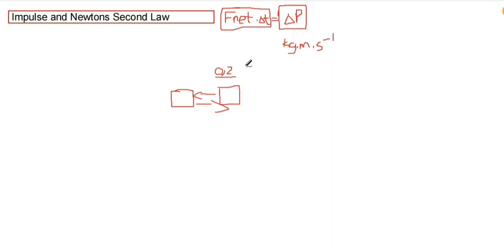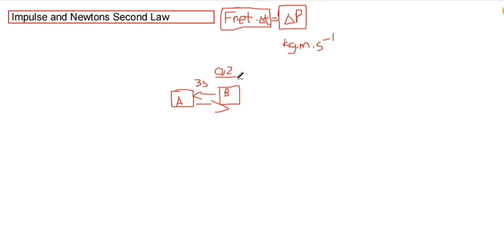So if you're ever asked to calculate impulse and you have the change in time and you have the net force, you always have a way of calculating that impulse. Furthermore, if you have the change in momentum, you also have a way of calculating impulse because impulse is exactly equal to change in momentum. So let's just use the same example over here. Let's say that this block A exerts a force of 35 newtons on block B.